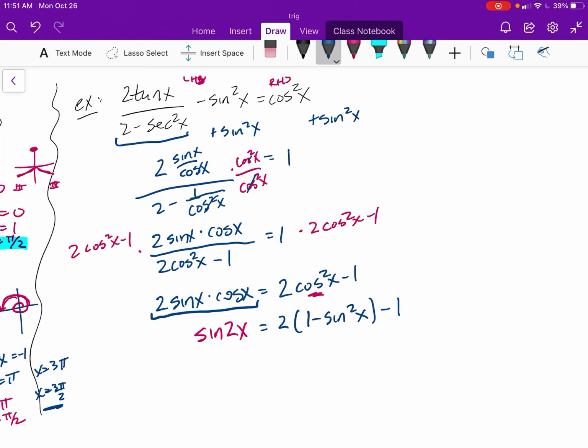Hopefully I'm not running into a dead end, which very well could be possible. Sometimes these are quite a pain, and maybe there's a simpler way to go about it. I don't know. But let's see. So now we have 2 minus sine squared x minus 1 sine 2x.